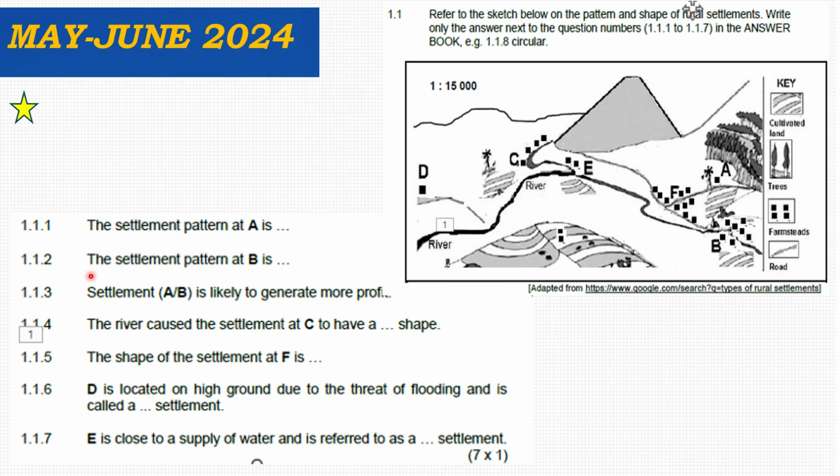The settlement pattern at B. Let's look at B. Is B dispersed or nucleated? B is nucleated. See, there's a cluster of farmsteads there, so it is nucleated.